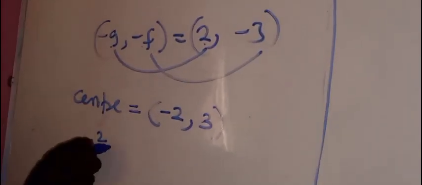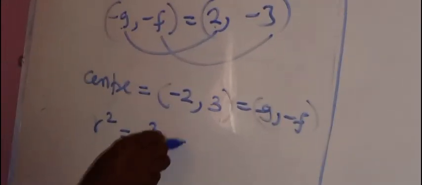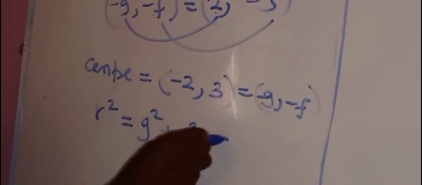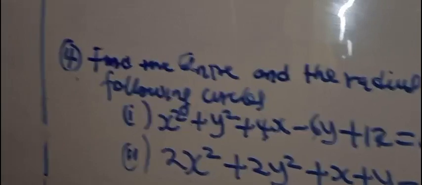And the radius. Now, radius, you know that r squared is equal to g squared plus f squared plus c. This is g, minus f now. If you square minus g, the minus will disappear. You square minus f, minus will disappear. But in this case, the c is plus a, so it will turn to minus a by the time you take it to the other side.